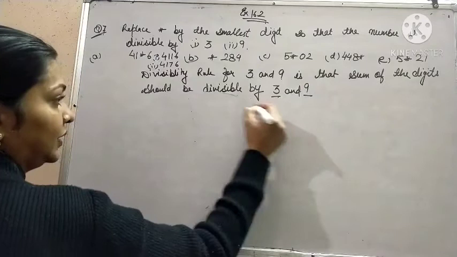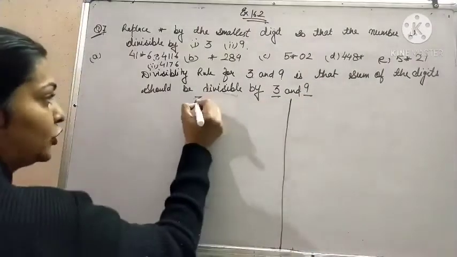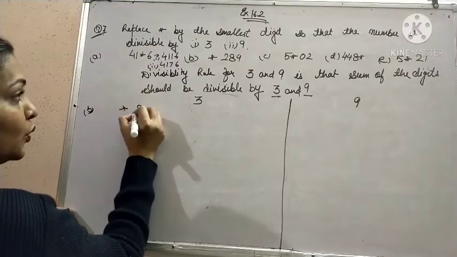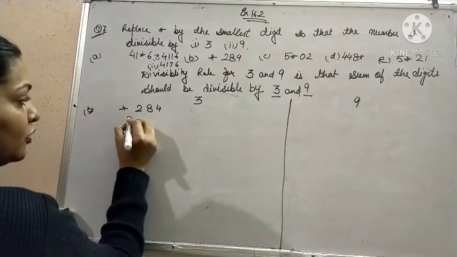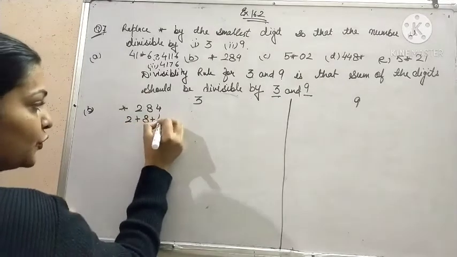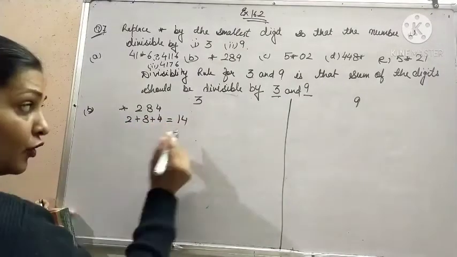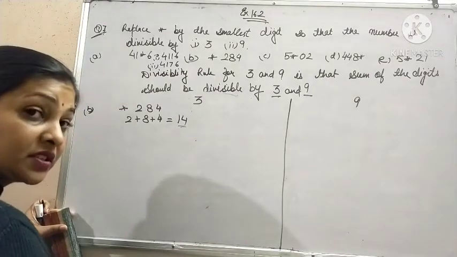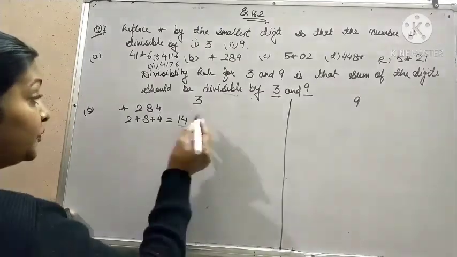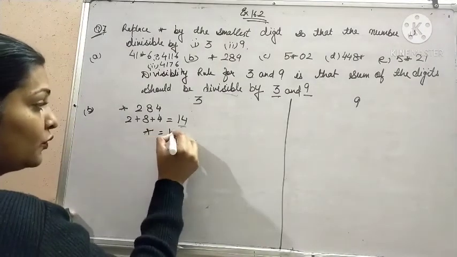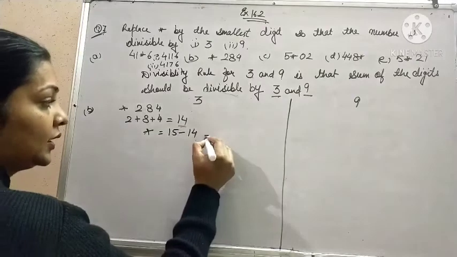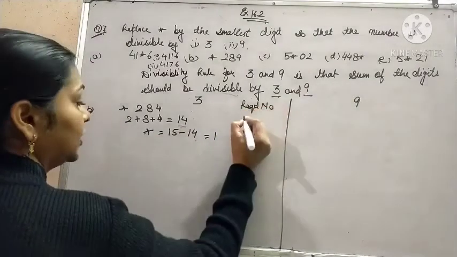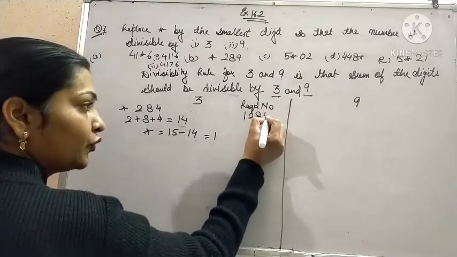Next, let me make two columns, one for 3 and one for 9. Now in part B, star 2, 8, 4. Sum of the digits: 2 plus 8 plus 4 is equal to 14. 14 is not divisible by 3. What is the next number which is divisible by 3? It is 15. So star will be equal to 15 minus 14, that is equal to 1. So the required number is 1, 2, 8, 4.